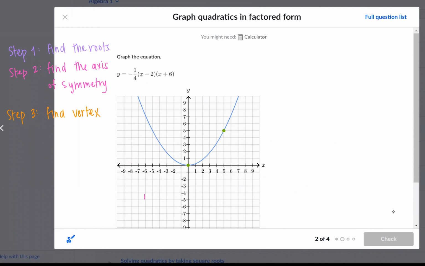Let's look at another example. So I still have my steps written over here on the left. And now I have a new equation. This time they've decided to call it y, but f of x and y are the same thing. It's basically 2 different names for the same idea.